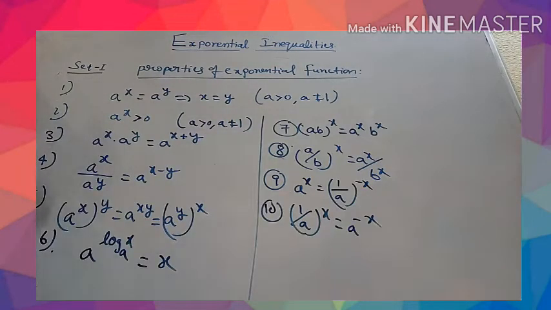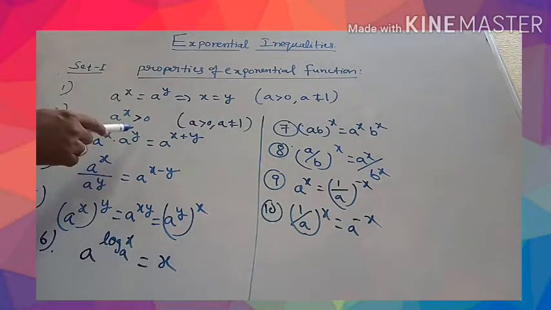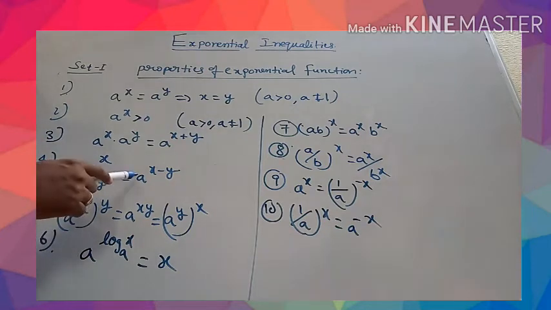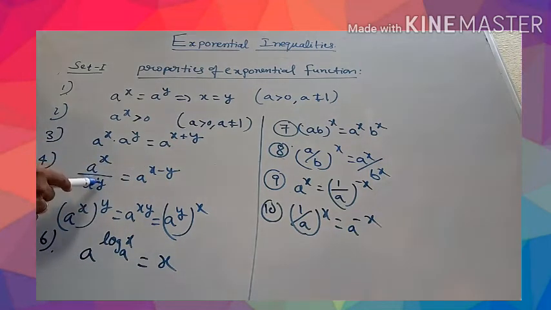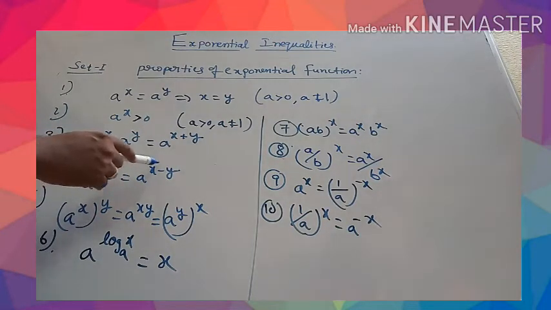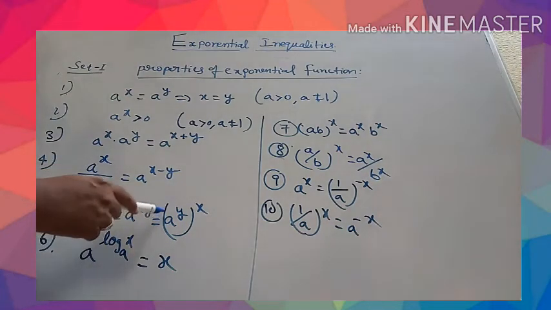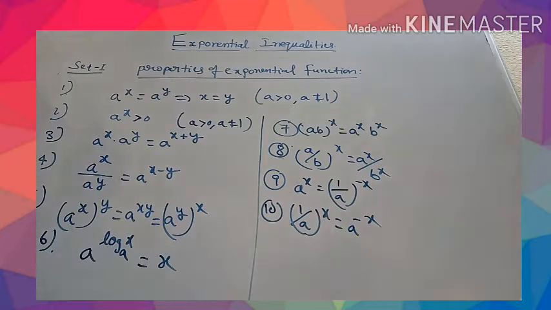Now the third one, a power x into a power y is equal to a power x plus y, because when bases are equal, you can add the exponents. Fourth one, a power x by a power y is equal to a power x minus y. When a power y comes to the numerator, it becomes a power minus y, then a power x minus y. Now the fifth one, a power x whole power y is equal to a power xy, right? And this a power xy we can also write as a power y whole power x. These are the basic equations you know already from your lower classes.